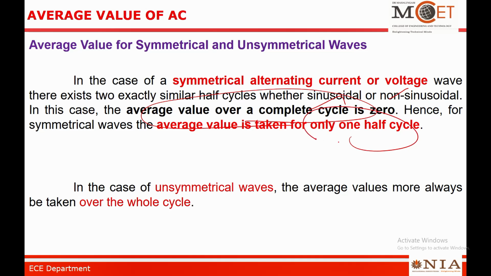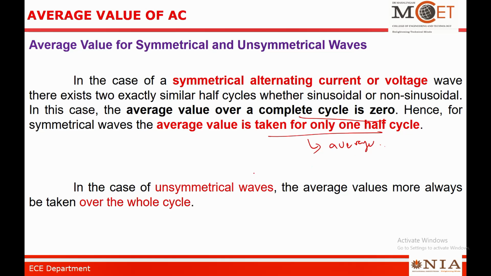So that only we are going to consider over a half cycle only, not for a complete cycle. If we take one complete cycle, we are going to get the value as 0. If we take one half cycle, it gives some result, some number, for the average value.